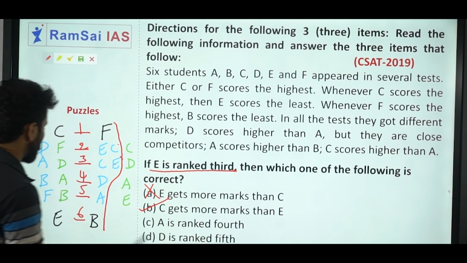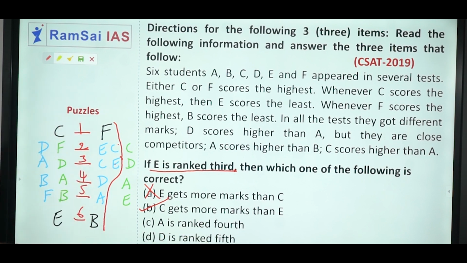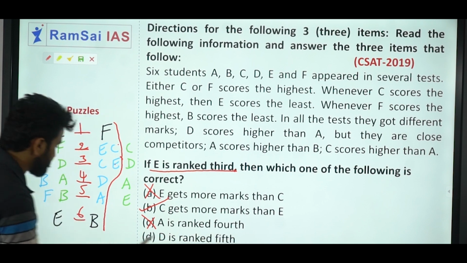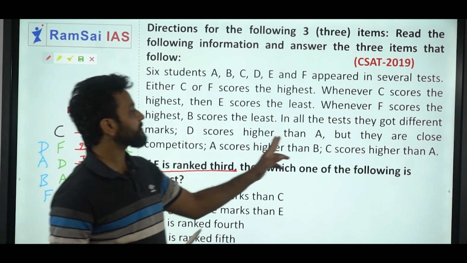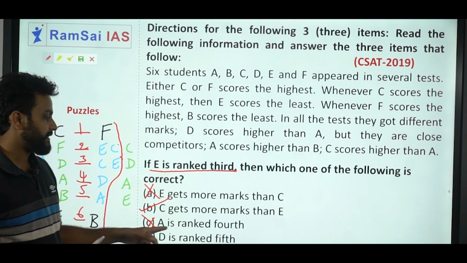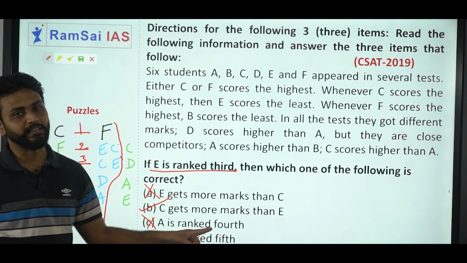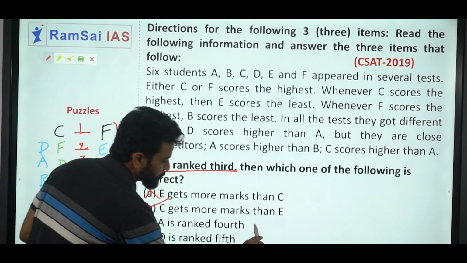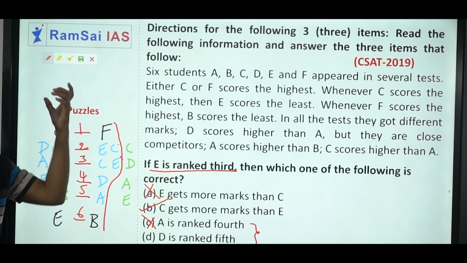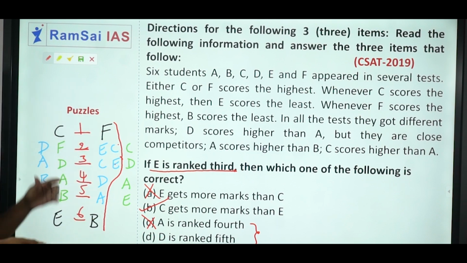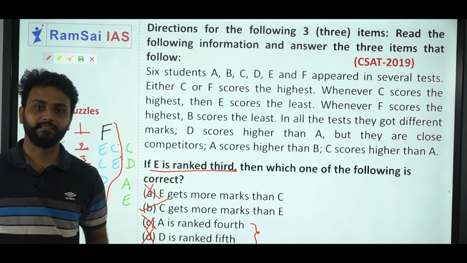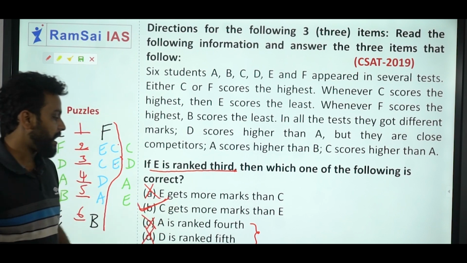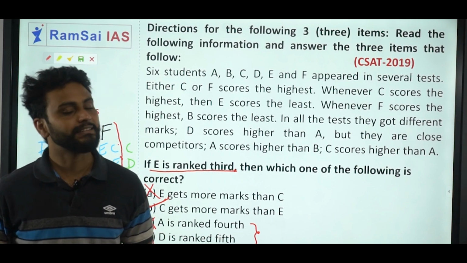A is ranked 4th, but the 4th position is D, not A. D is ranked 5th, but the 5th is A, not D. See, very simple here. Here, D scores higher than A. In this case, A is in 4th position and D is in 5th position. How can it be possible? Even if you don't know this diagram, if you don't calculate the total given conditions, still you can eliminate these 2 options easily, right? So, the only possibility is option B, C gets more marks than E.